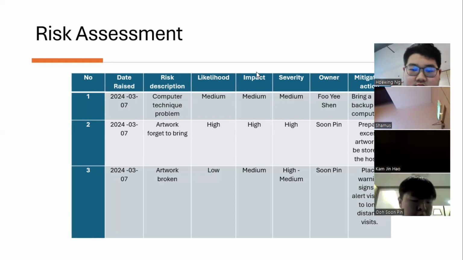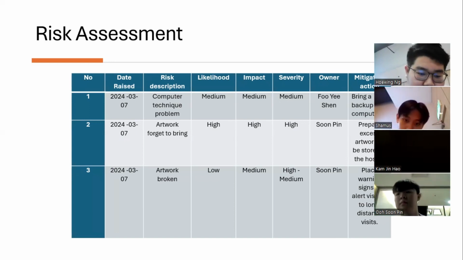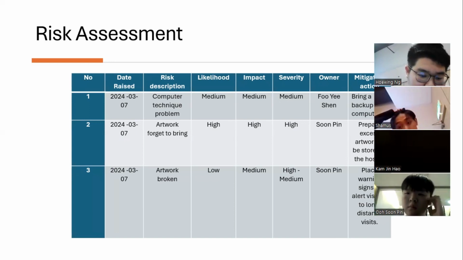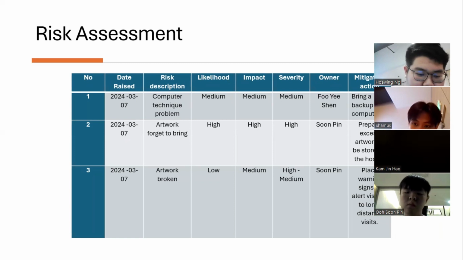So for the risk assessment, the number of stuff that we did, the date that is raised, the risk description, the likelihood of it happening, the impact, the severity, the owner, and the mitigation action. The first one is computer technique problem. The likelihood of it happening is medium, as well as the impact and severity. The owner is Fu Yishen, and the mitigation action would be to bring a backup computer.